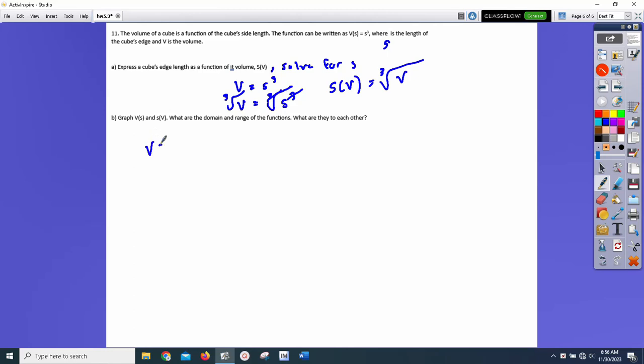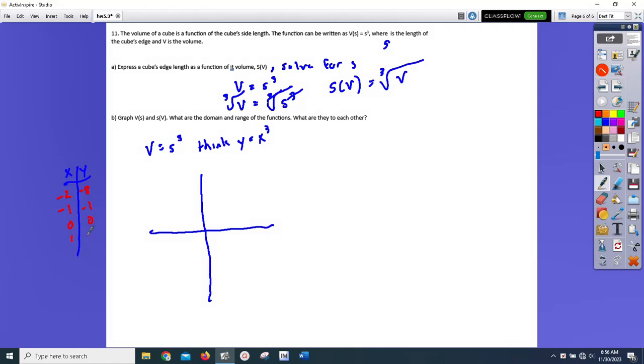So let's start with volume as s cubed. This is simply thought of as y equals x cubed. I've talked about x cubed in here, but if you don't know what to do, you just make a stinking table. If I was to cube a -2, I'd get a -8. If I was to cube a -1, I'd get a -1. If I cubed a 0, I'd get a 0. If I cubed a 1, I'd get a 1. If I cubed a 2, I'd get an 8.